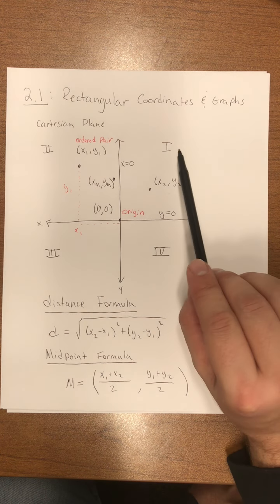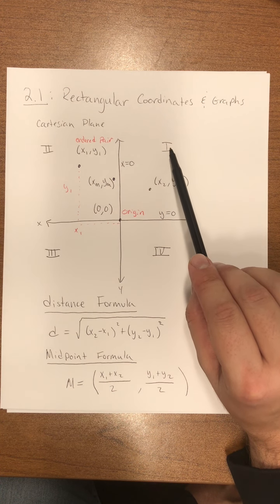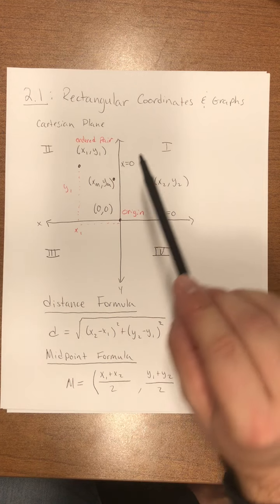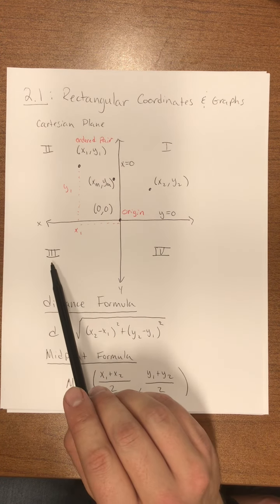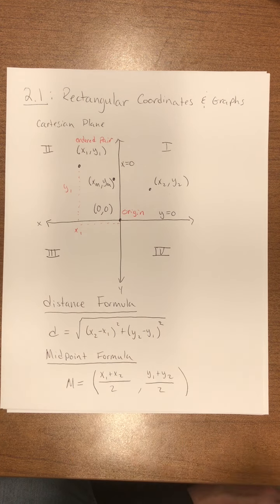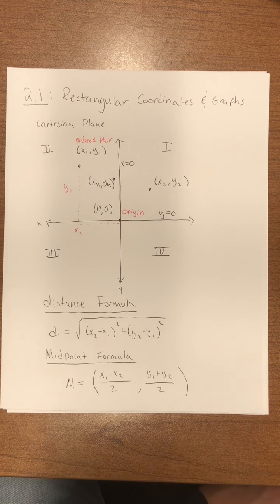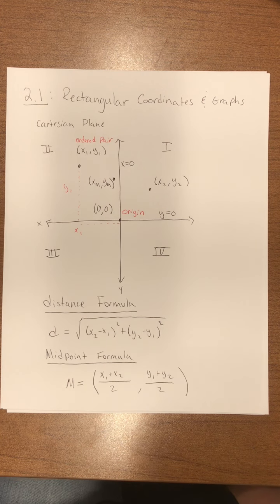The quadrants go from the first quadrant in the upper right, so x and y are positive. Second quadrant in the upper left, so x is negative, y is positive. The third quadrant in the lower left, which both are negative. The fourth quadrant in the lower right, which x is positive and y is negative.